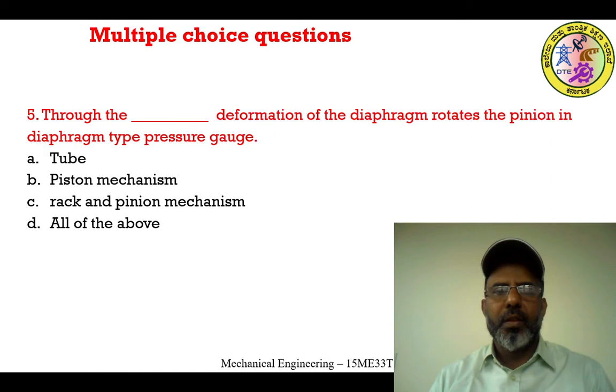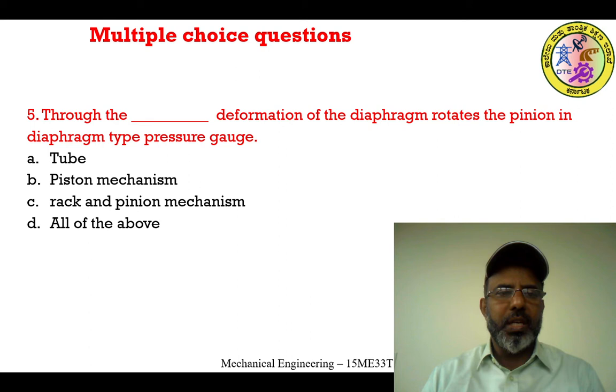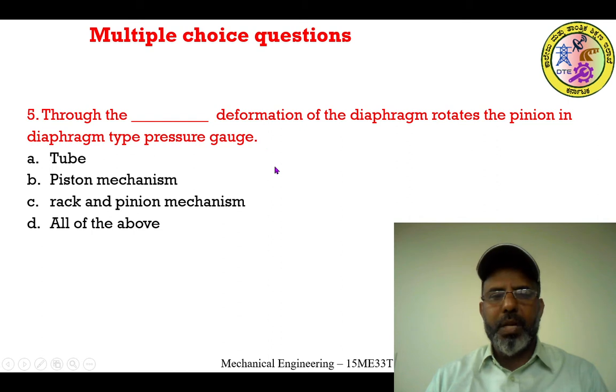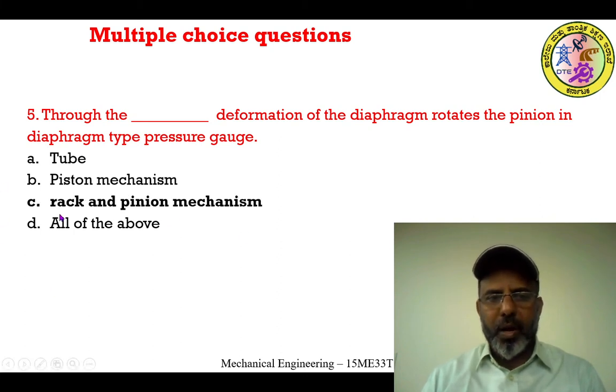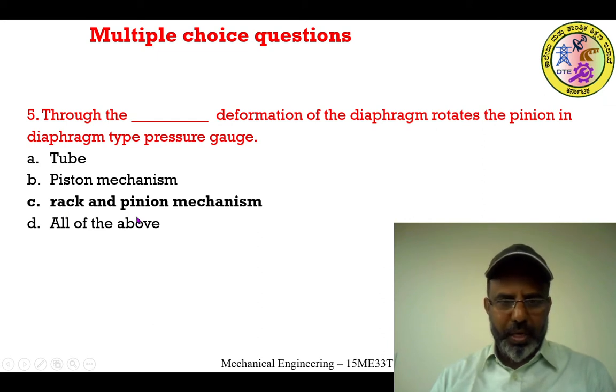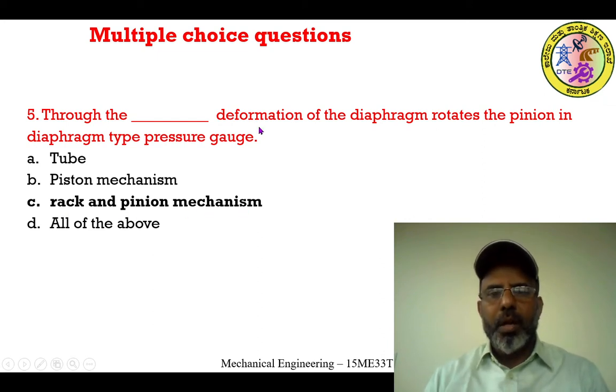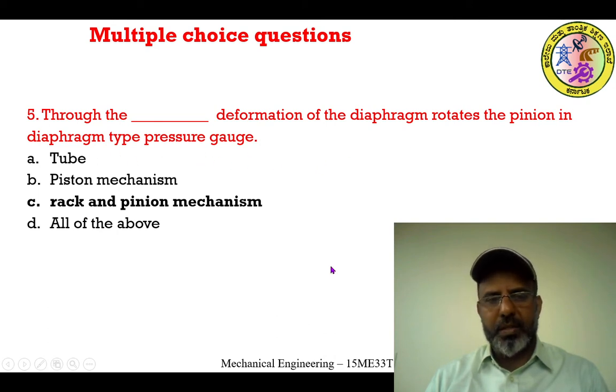The next multiple choice question: through the dash, deformation of the diaphragm rotates the pinion in a diaphragm type pressure gauge. Your time starts now. A. Tube, B. Piston mechanism, C. Rack and pinion mechanism, D. All of the above. The correct answer is C: through the rack and pinion mechanism, deformation of the diaphragm rotates the pinion.